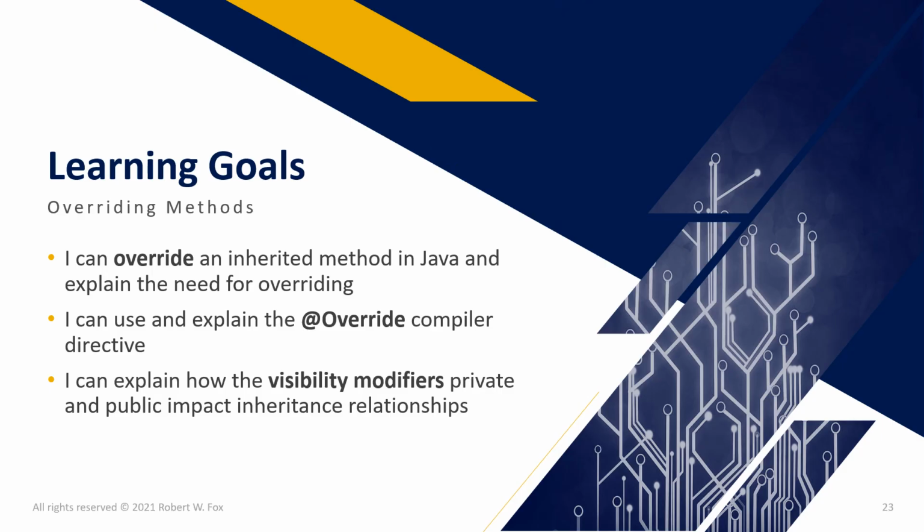At this point, you should now be able to override inherited methods in Java, use the @Override compiler directive, and explain how visibility modifiers, private and public, can impact inheritance relationships. It's worth noting that the example from this lesson, the toString method, is just one example of overriding, but it could apply or be used on any method. It's not something that's just special to the toString.